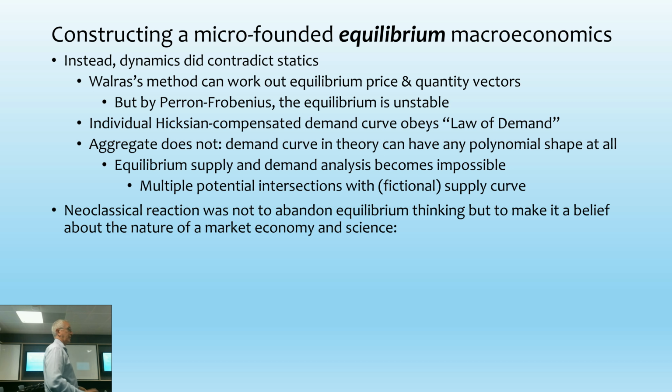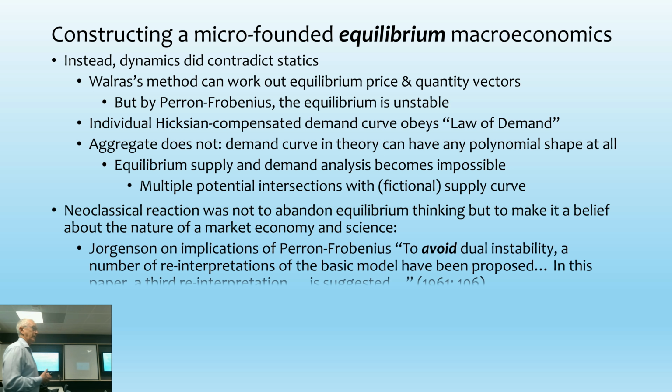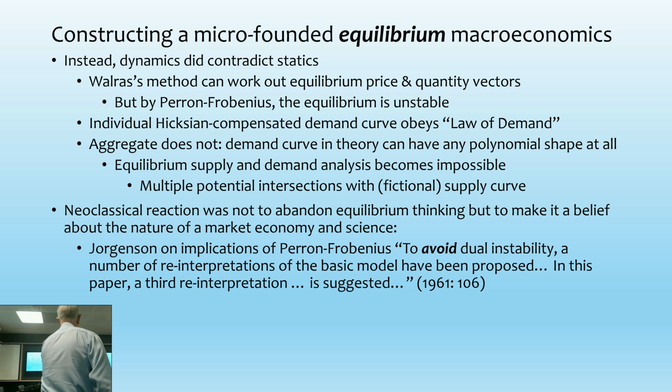Now, rather than abandoning equilibrium as an organising way of thinking about the economy, which is what they should have done, it instead became a belief about the nature of the economy and the nature of science too. So here's Jorgensen, who's the one who first published for economists the results of the Perron-Frobenius theorem. And his starting point was to avoid dual instability.